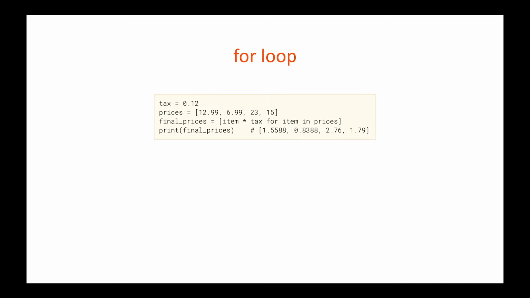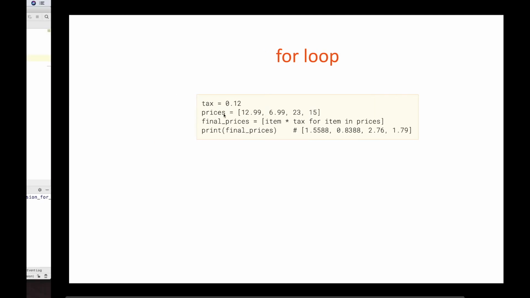Right, so let's take a couple of examples just to practice our list comprehension. First of all, we have a tax, we have some prices, and we want to apply that tax to those prices and see what amount of tax we have. This shouldn't be final prices, this should be tax.